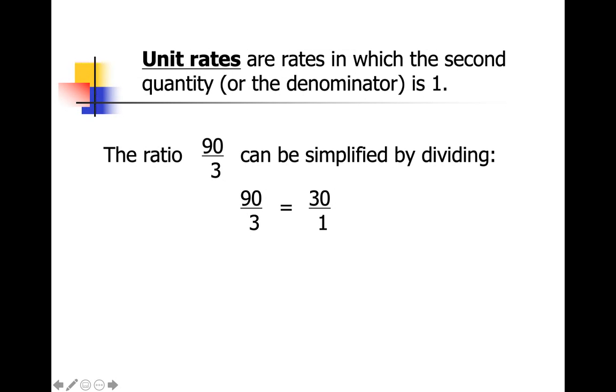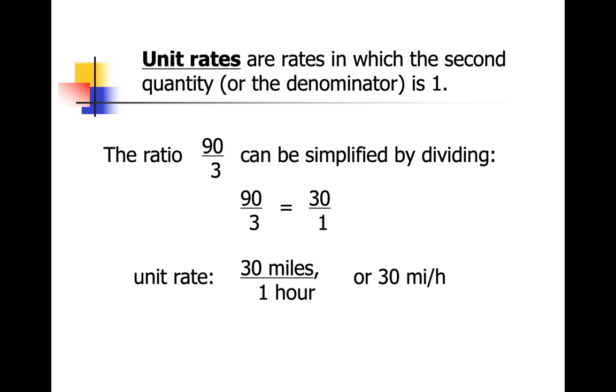And sometimes it works perfectly, where I have 90 divided by 3. Sometimes you're going to get a fraction or a decimal. Okay. Now, 90 over 3. 90 divided by 3 is the same thing as 30 over 1, or just 30. And if I change that to my unit rate, because it was 90 miles per 3 hours, I still keep hours and miles in the same places. So this now becomes 30 miles per hour, or 30 miles per 1 hour.